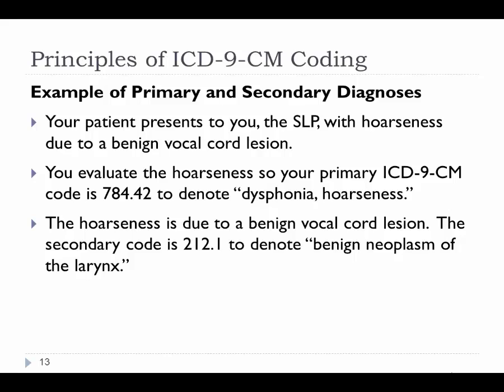Here is an example of primary and secondary ICD-9 CM codes with a patient who has hoarseness due to a benign vocal cord lesion. The primary ICD-9 CM code is 784.42 to denote dysphonia and hoarseness, and the secondary code is 212.1, denoting the cause of the hoarseness as a benign neoplasm of the larynx.